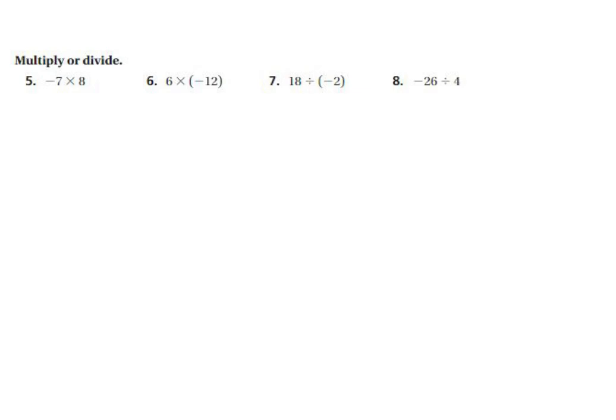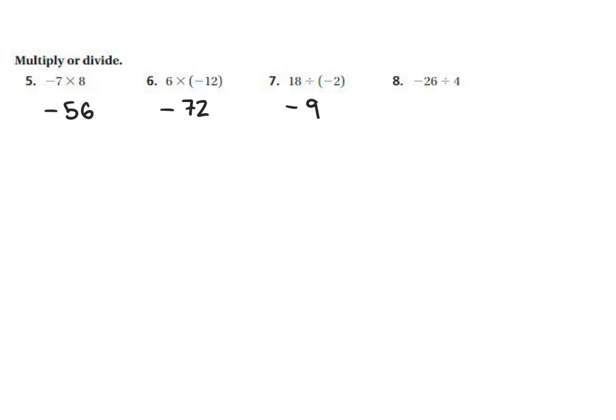For questions 5 through 8, we're going to multiply or divide using our integer rules. Negative 7 times 8, a negative times a positive is a negative, and 7 times 8 is 56. 6 times negative 12, a positive times a negative is a negative, and 6 times 12 is 72. 18 divided by negative 2. A positive divided by a negative is a negative, and 18 divided by 2 is 9.